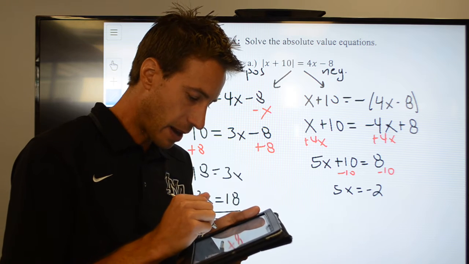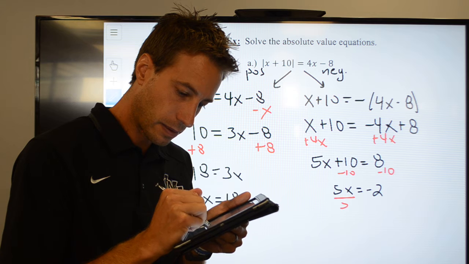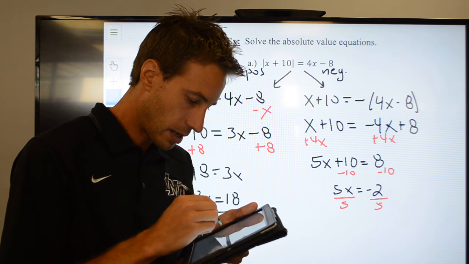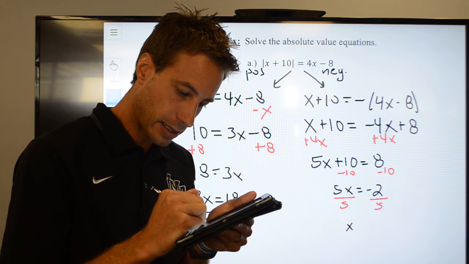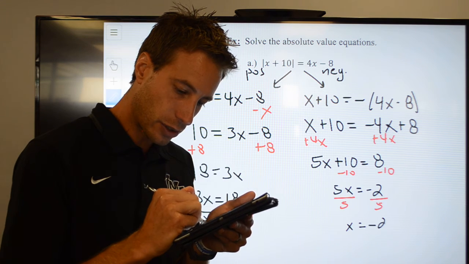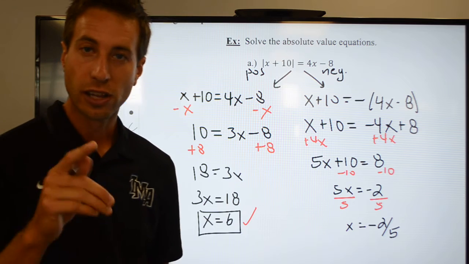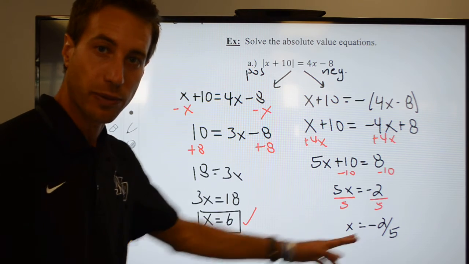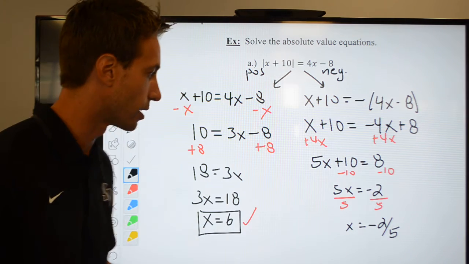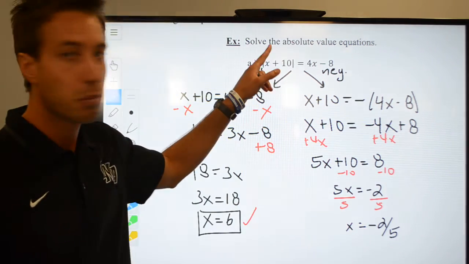Minus 2. Divide both sides by 5. And we wind up with x is equal to negative 2/5. Awesome. I got my second answer. Let's check it. Are we really going to do mental math with fractions? Please. You guys know the answer. Negative 2/5. Plug it in.